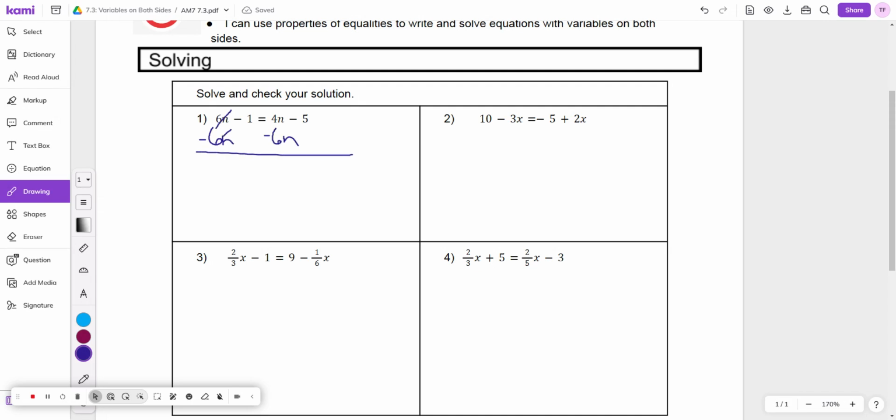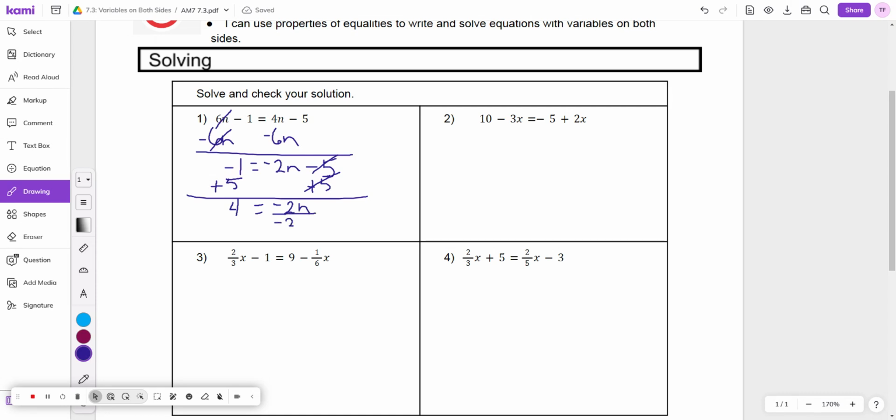When I do that, my 6n's cancel out on the left-hand side, leaving me with just negative 1. 4n minus 6n gives me negative 2n. I didn't do anything with the minus 5, so I'm just going to bring it straight on down. Now I have myself a two-step equation. So my strategy is going to be add 5 to both sides, then divide both sides by negative 2. So add 5 to both sides. Negative 1 plus positive 5 gives me 4 equals negative 2n.